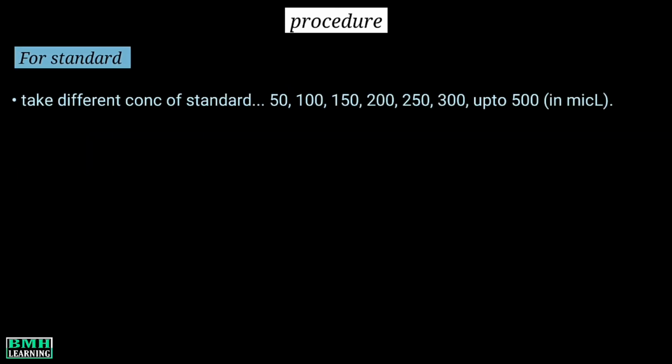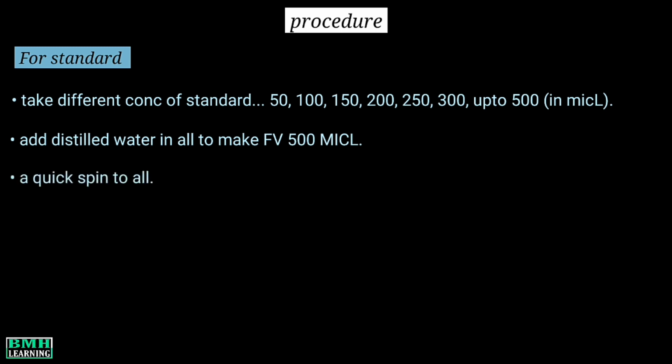Now let's do it for the standard. So we are going to take different concentrations of standard gallic acid, that is 50, 100, 150, 200, 250, 300 up to 500, and the stock concentration we are using is 1 mg per ml. Now add distilled water in all different concentrations to make the final volume 500 microliter. For example, in 50 microliter standard, add 450 microliter of distilled water. Give all the tubes a quick spin to thoroughly dissolve the contents.